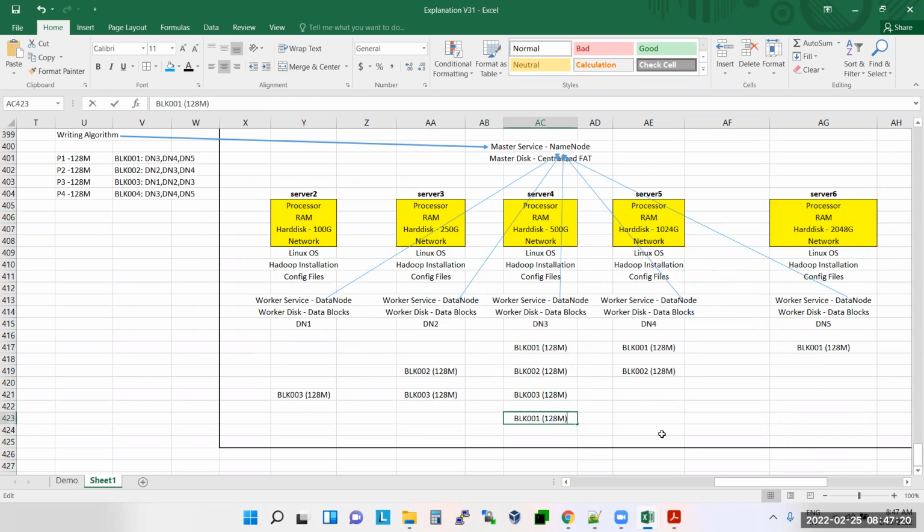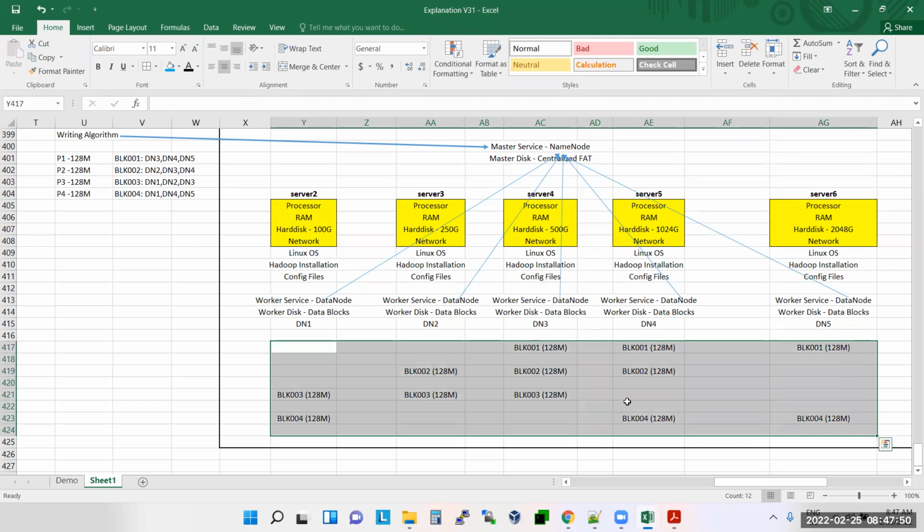Ankit, does it have a dependency on block one? Once BLK one is committed, then only will it go for the second, or does it have no dependency on that as well? No. Okay, parallel it can go, right? So all four chunks of blocks will be written parallelly. Okay. So now data node 1, 4, 5. So like this, let's go.